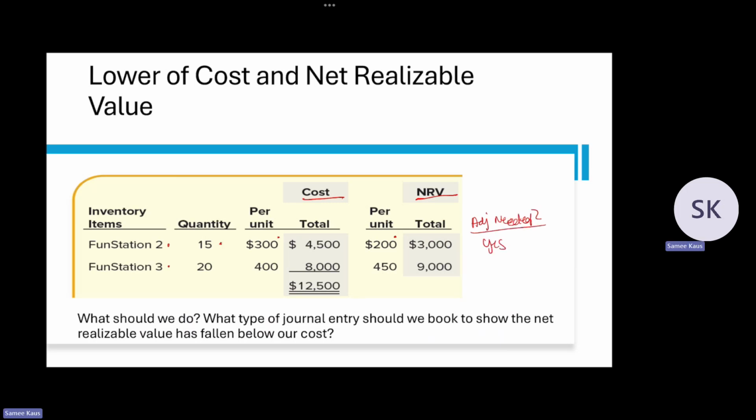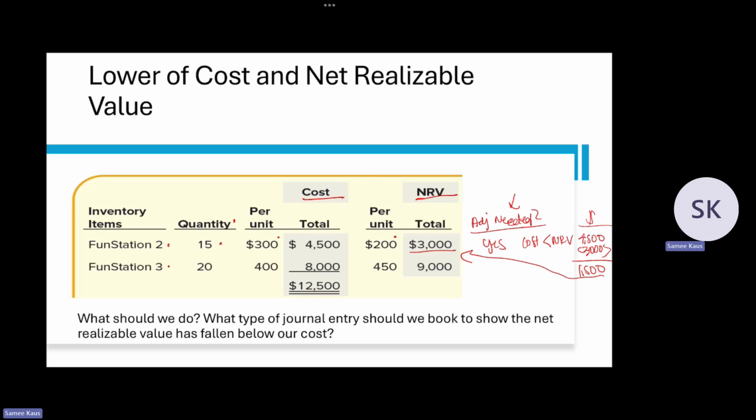Well, yes, for the Fun Station 2, it is. Why? Because my net realizable value is below my cost. How much is my adjustment? Well, it's just the difference. I have $4,500 of cost with a net realizable value of only $3,000. And again, I'm doing this for all of my products, not just one of the quantity here. So I have an adjustment needed of $1,500 for this Fun Station 2.